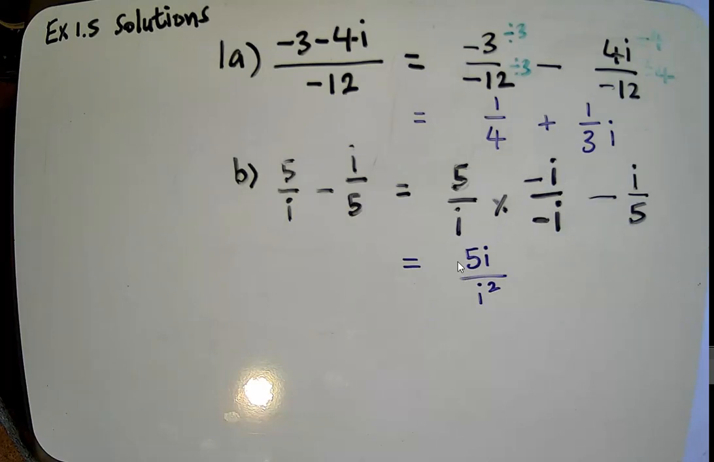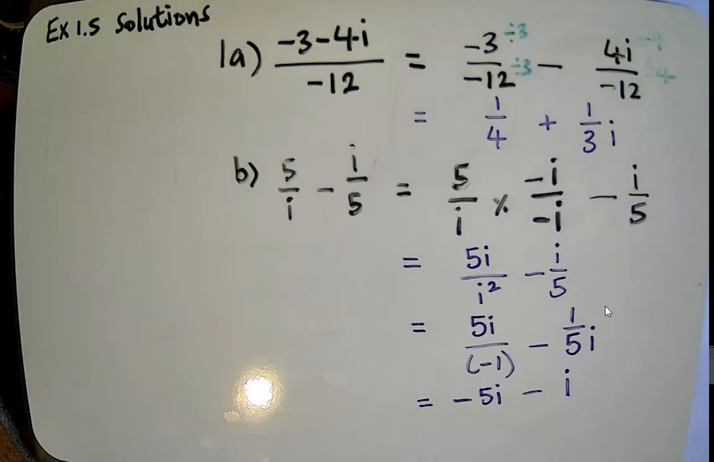Both will be negative in the numerator, negative in the denominator. The negatives will cancel each other. So now we need to substitute for i squared. i squared, we will get minus 1 where we see i squared. And here we have 1 over 5i on the side, which is the same as i over 5. So 5i divided by a negative 1 will give us a negative 5i.